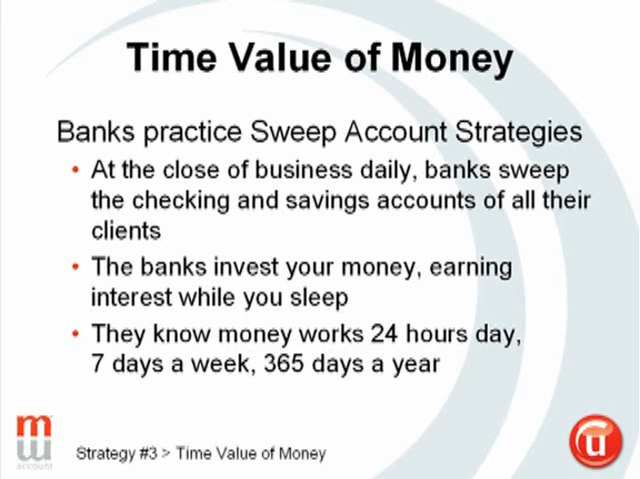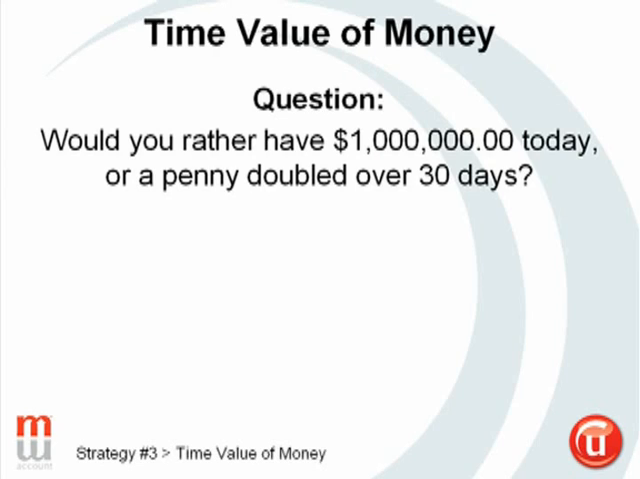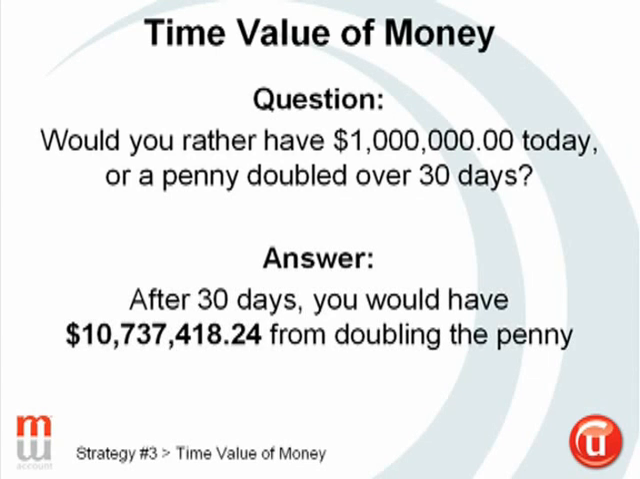Banks capitalize on this. So let me give you a question here. Let's say that you had the choice that you could have $1 million today, or you could have a penny doubled over 30 days. Major choice? Let's see what the best choice was.